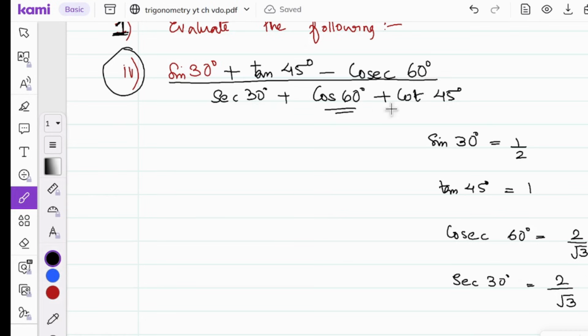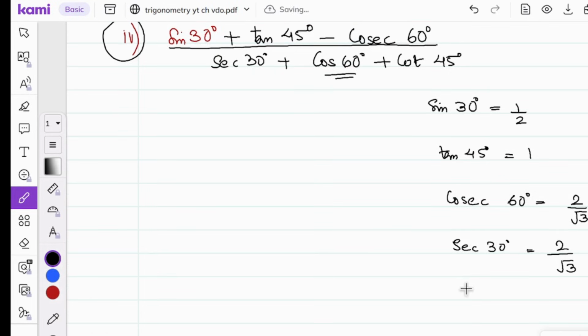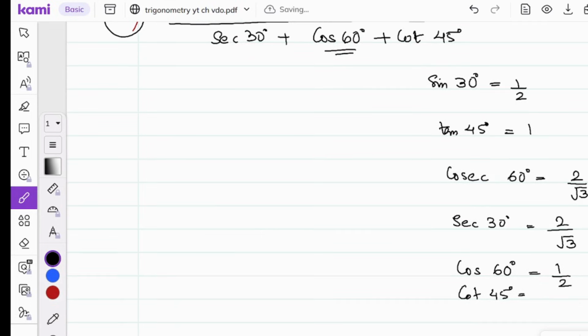Now, the next value which we need is cos 60 degree. What is cos 60? Cos 60 equal to how much? Cos 60 is 1 by 2. Then comes cot 45 degree. Cot 45 means it is the reciprocal of tan 45. Tan 45 is 1. Therefore, cot 45 is also equal to 1.